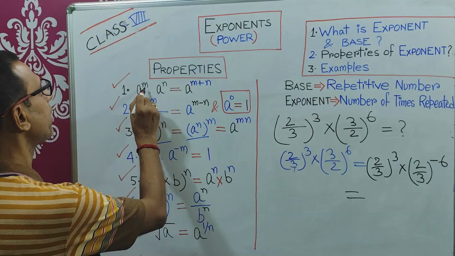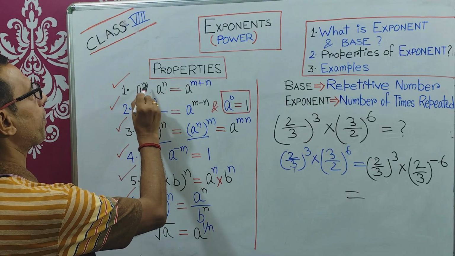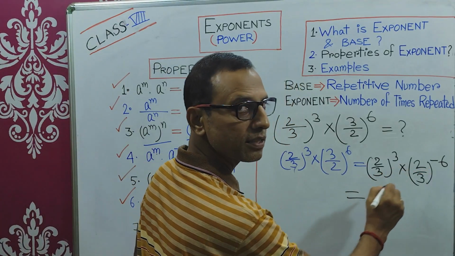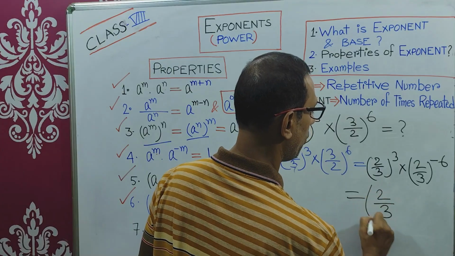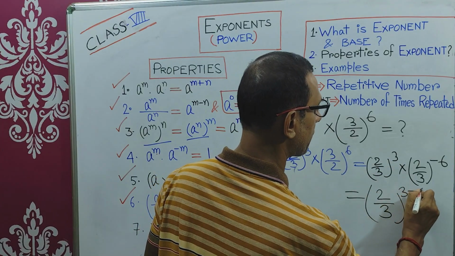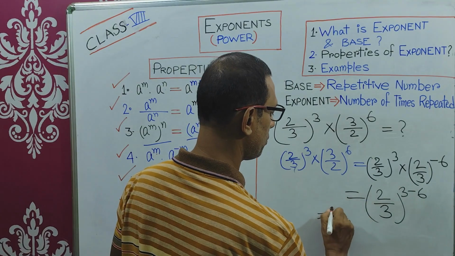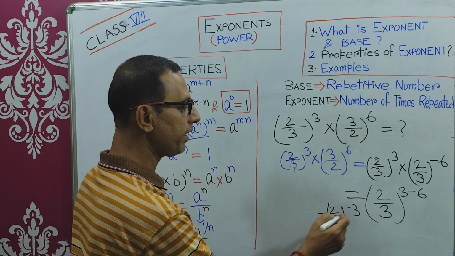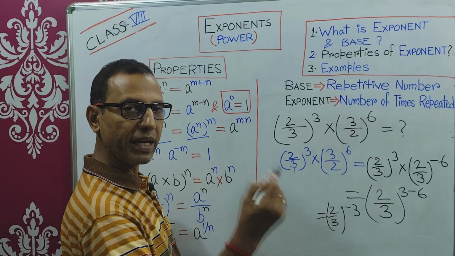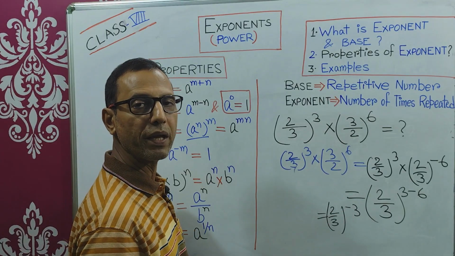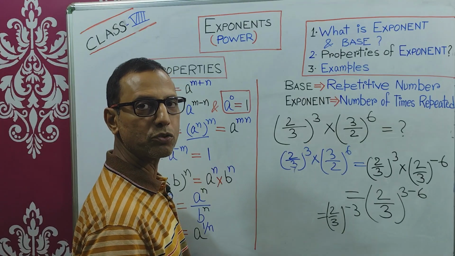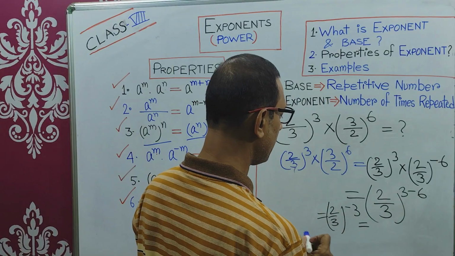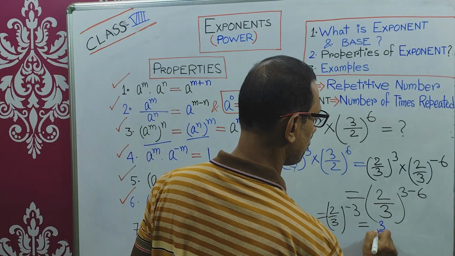Now you utilize the formula a to the power m into a to the power n: same base and different powers, then you add the powers, m plus n. Here also you will do the same thing. 2/3 is the base, so (2/3) to the power 3 minus 6, that means minus 3. Now when the exponent is negative, you can make it positive by changing the base to its reciprocal. That means (2/3) to the power minus 3 can be written as (3 by 2) whole cube.